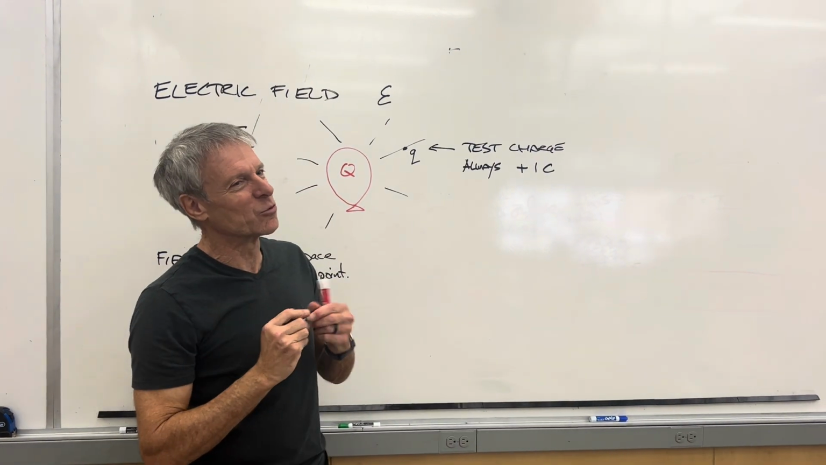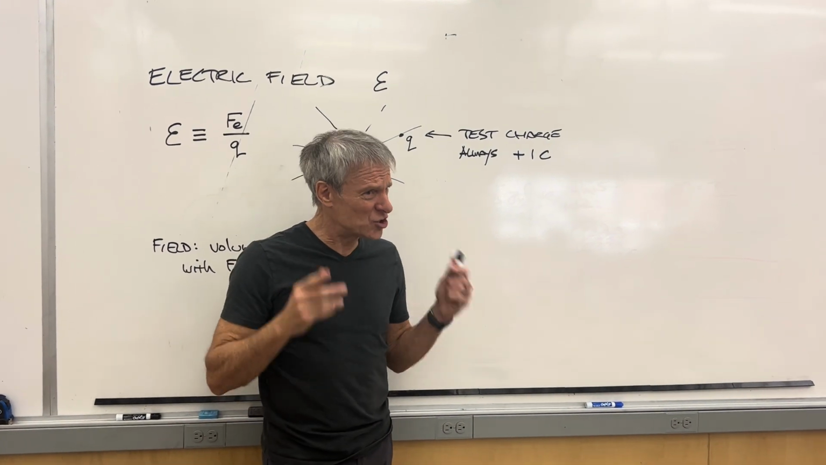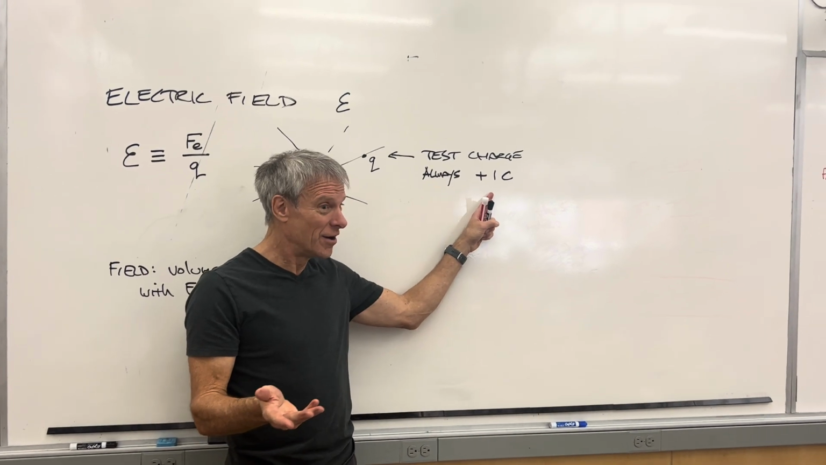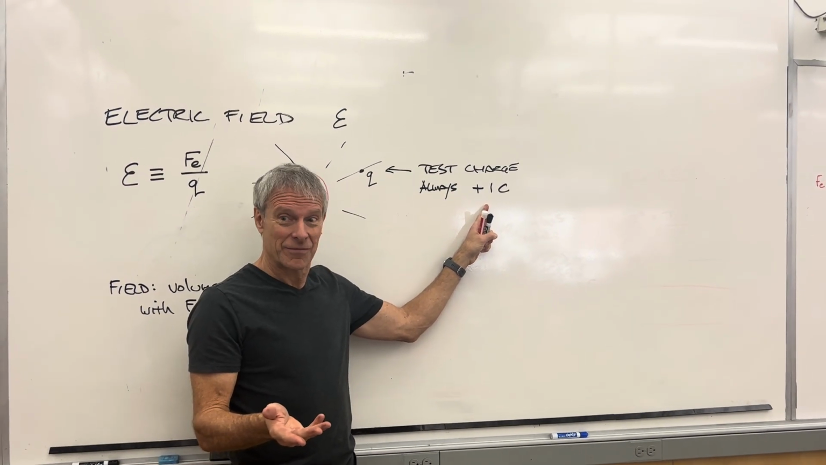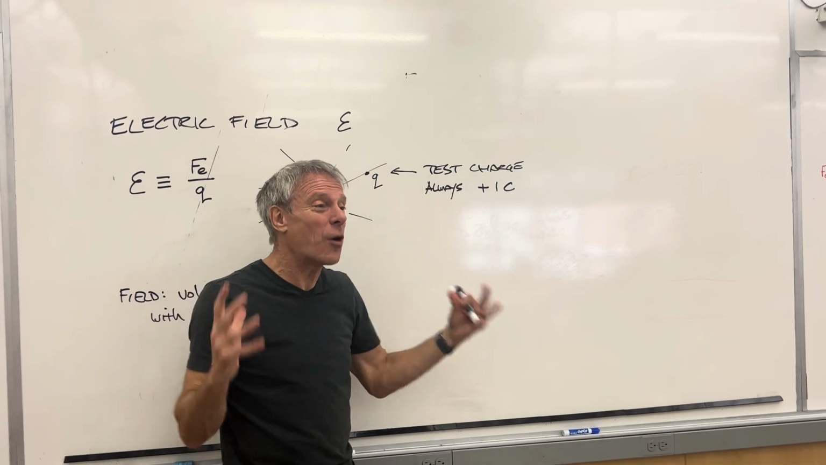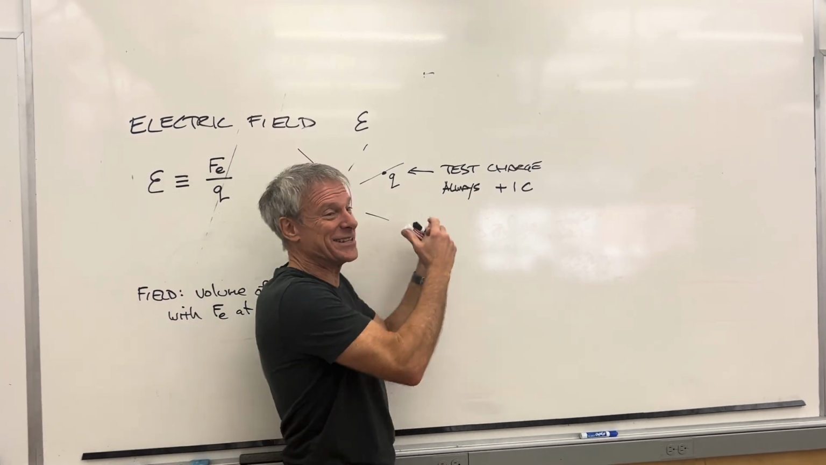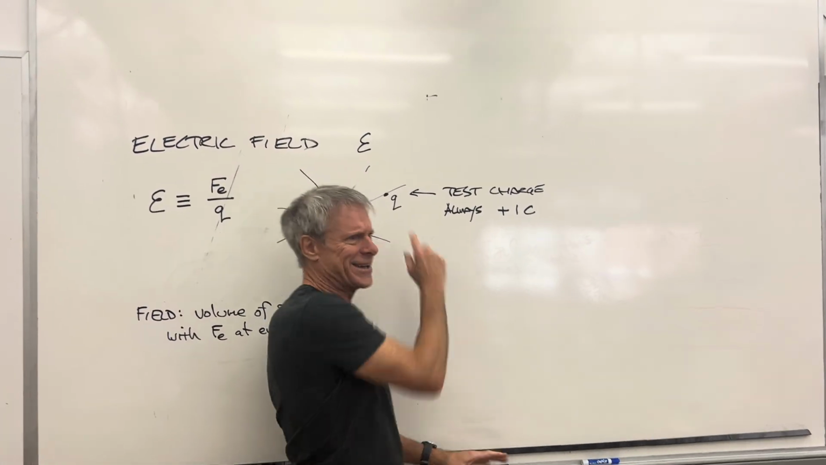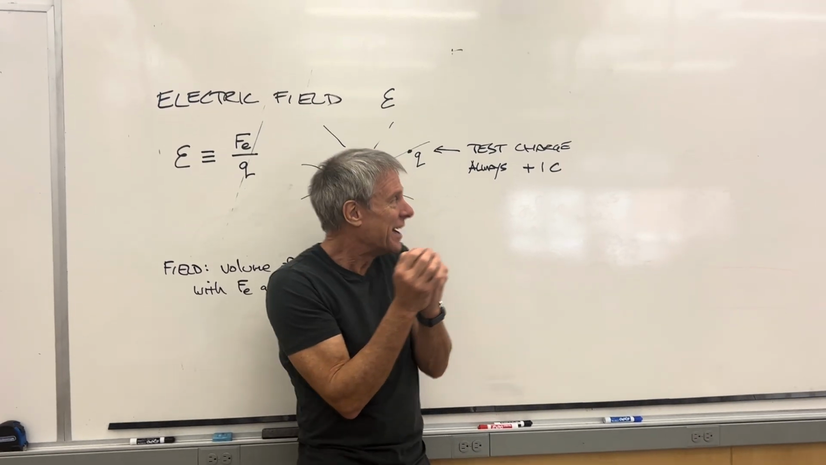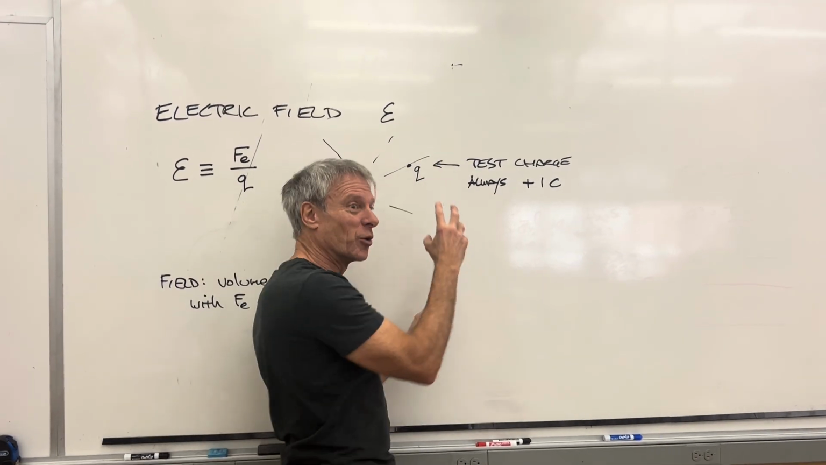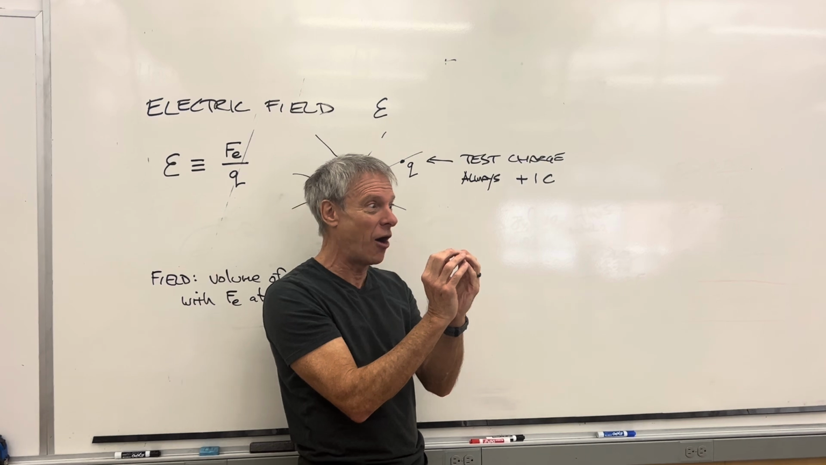And you should say to me right now, wait, Butch. 1 coulomb can't happen. You can't have a 1 coulomb test charge. That makes no sense for 2 reasons. Number 1, you can't get 1 coulomb in one place. And number 2, if I did put 1 coulomb there, let's pretend I could do it somehow.